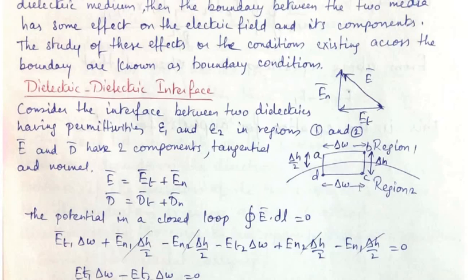So here we will consider a closed loop at the boundary between these two dielectrics, the path between A to B, B to C, C to D, and again D to A. Now we can start with this equation, that is the potential in a closed loop, closed line integral of E dot dl is equal to 0.